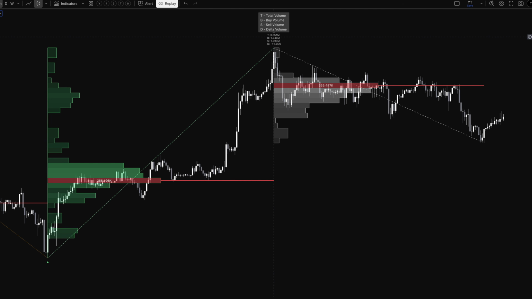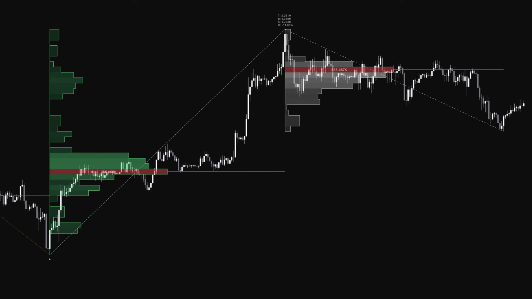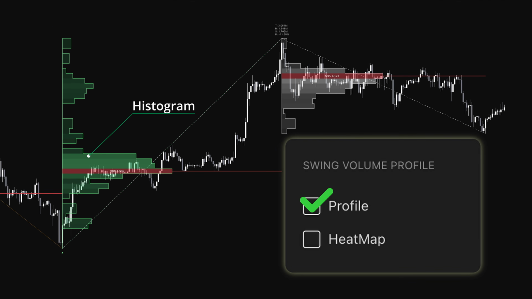Buy and sell volume are tracked separately per bin and accessible via tooltip on each swing label, showing total volume, buy volume, sell volume, and delta as a percentage. 2 display modes are available. The standard profile view renders the histogram as a polyline outline, with gradient-filled boxes.